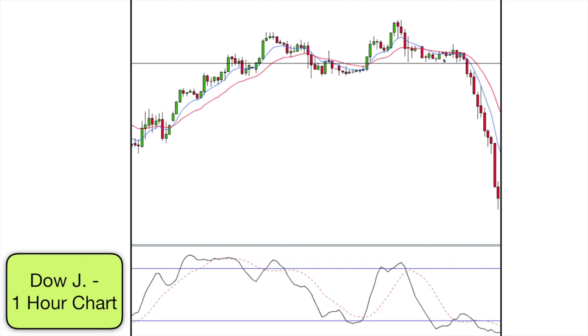So there's your entry. Stop above here. Target being 1-to-1 based on the difference between the top, the highest high in the pattern, and the low of the middle. And easily got 2-3-to-1 there. So lots of people taking their profits here. You can see taking the profits here.